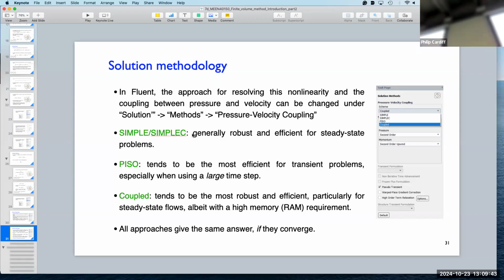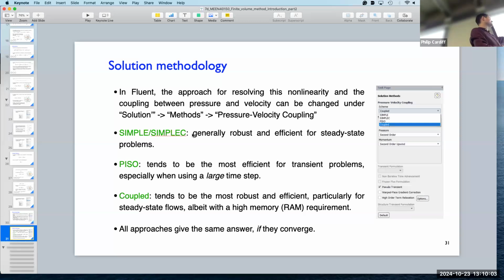Normally that's fine. But sometimes for transient, PISO can be more efficient, or SIMPLE or SIMPLEX can be more efficient for steady state. So if it's a transient problem, PISO might be faster if your time steps are small, whereas for a steady state, SIMPLE might be faster. Generally, coupled is pretty good though.